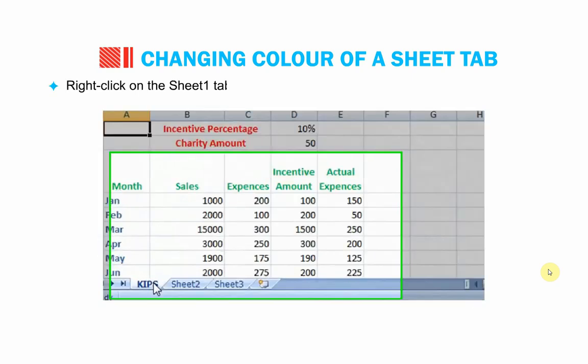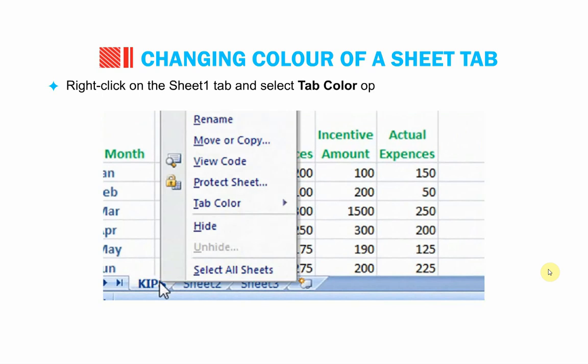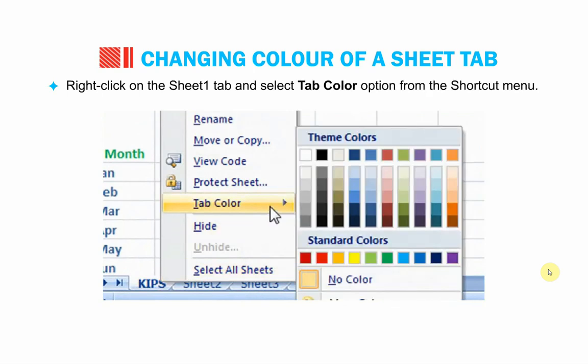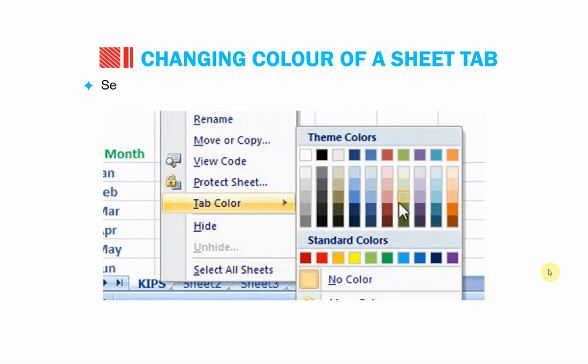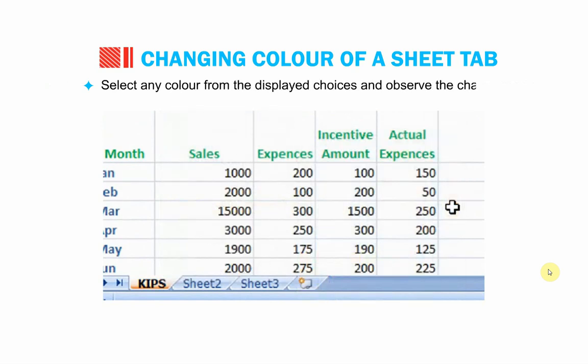Right-click on the Sheet 1 tab and select the Tab Color option from the shortcut menu. Select any color from the displayed choices and observe the change.